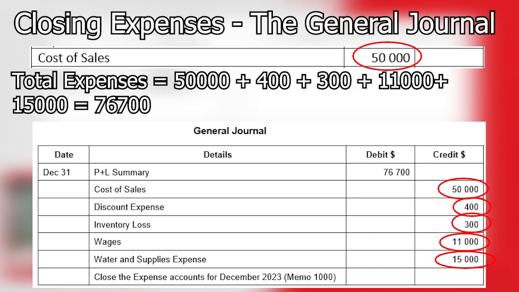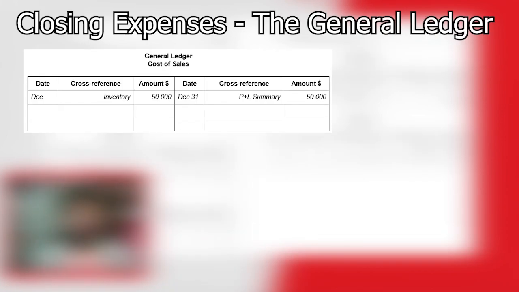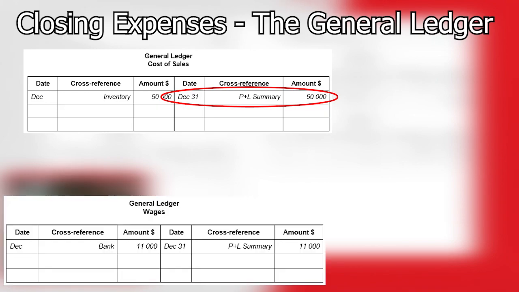That gives us a total. That's the total credits, and the total debit here will be P&L summary 76,700. Now, if we have a look at the general ledger here, for cost of sales, you see debit 50,000 and the cross-reference inventory. That indicates our cost of sales. And then we go P&L summary 50,000. And that tells us it's going to be 0. Next, you've got wages 11,000. Same concept. We need it to equal 0.